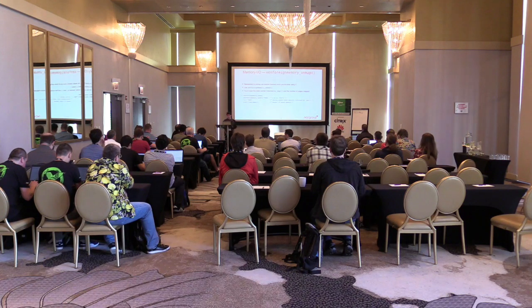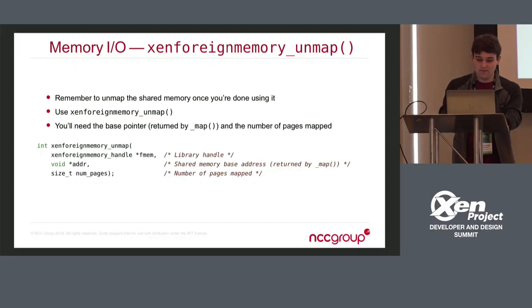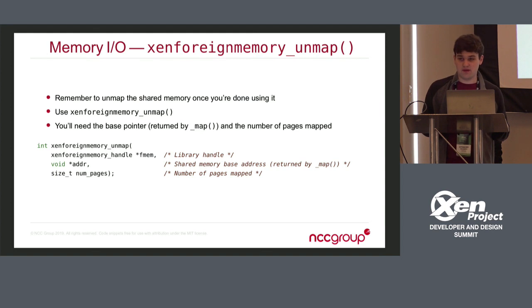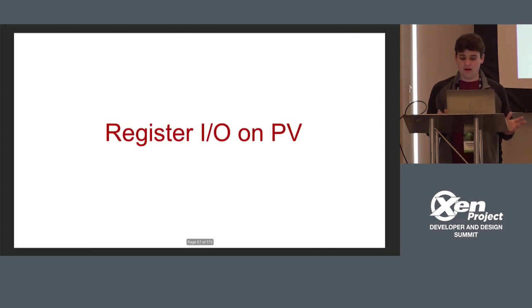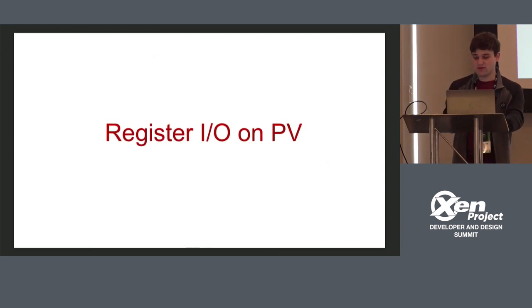And then once you are done with the memory, just like mmap and munmap, you have to unmap the memory that you have mapped into DOM0. Basically this function takes, aside from the library handle, the base address of the shared memory, which is the pointer that was returned from Xen memory map, and then the number of pages that you mapped originally, which was one of the arguments you passed into Xen memory map. And that's it for reading memory. That's relatively straightforward as long as you have that wrapper function.